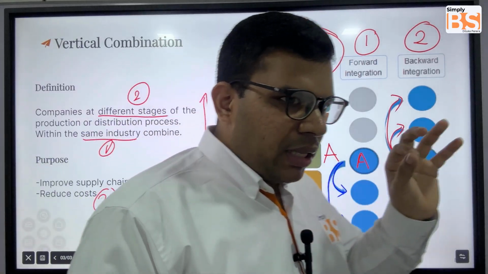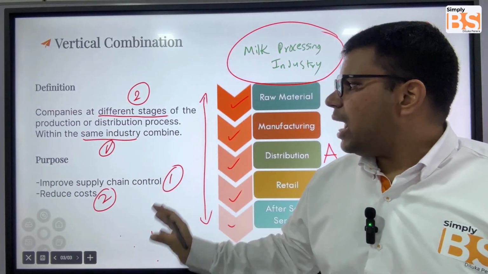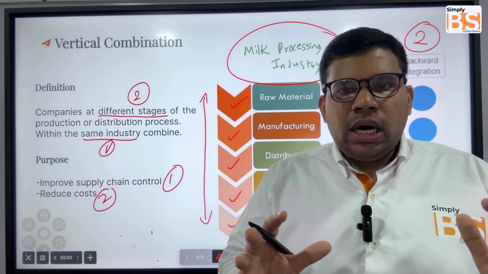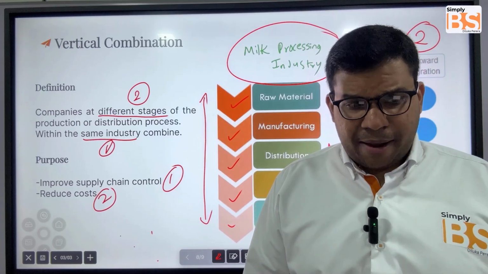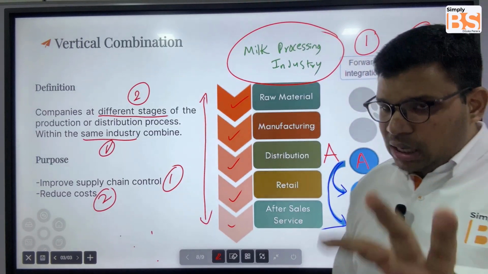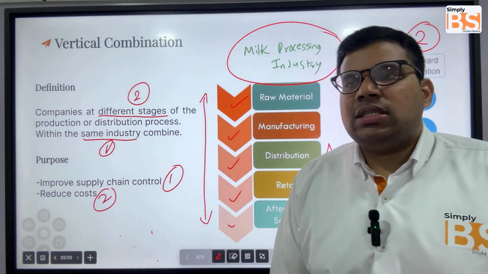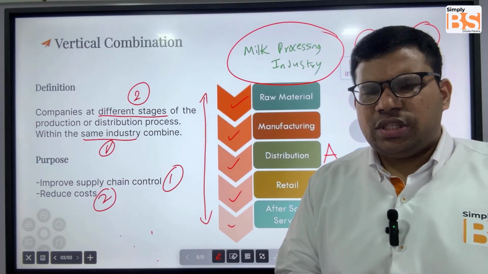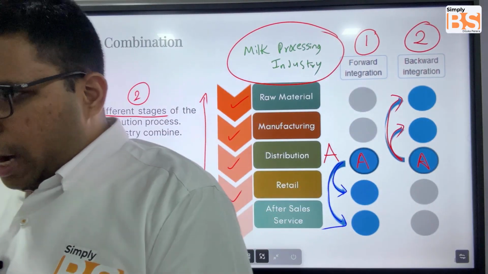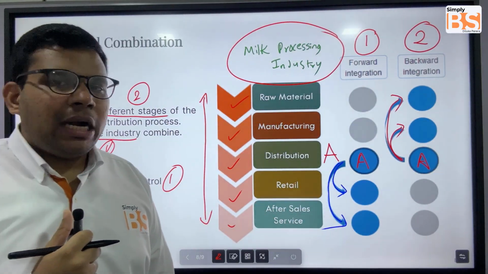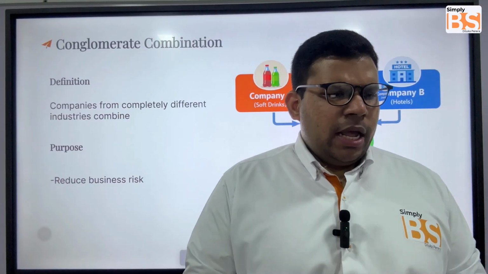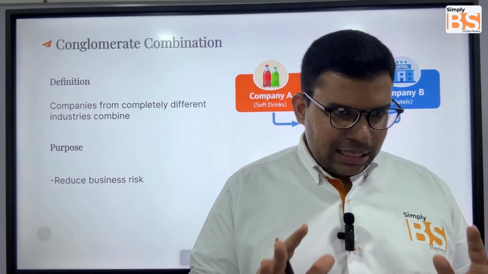And also this is the main understanding of the vertical combination type. Next we have to talk about the third type of business combination. Before that, just take a few minutes and try to reconcile what we have learned.